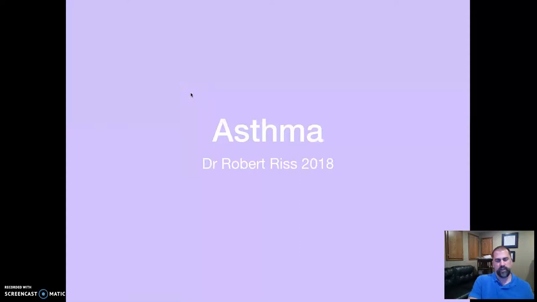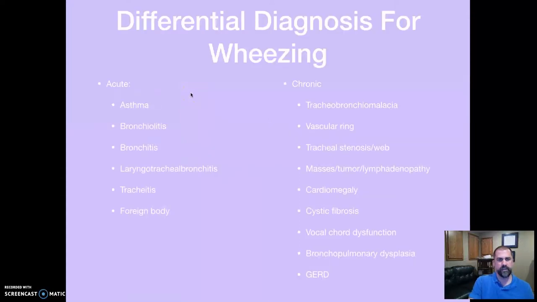We will be talking about asthma with this talk. So the differential diagnosis for wheezing falls into two categories. First is acute, the second is chronic.